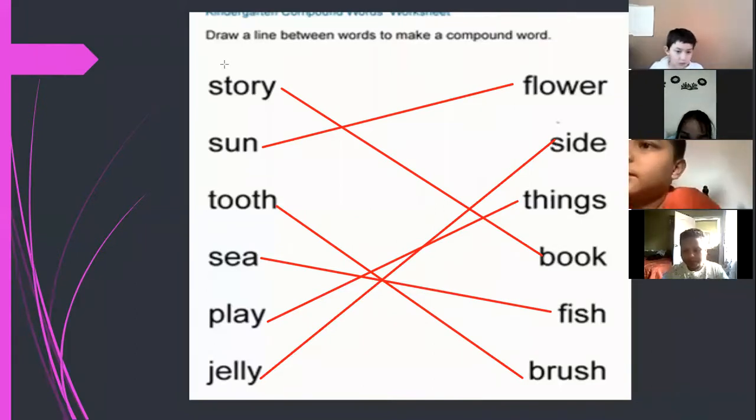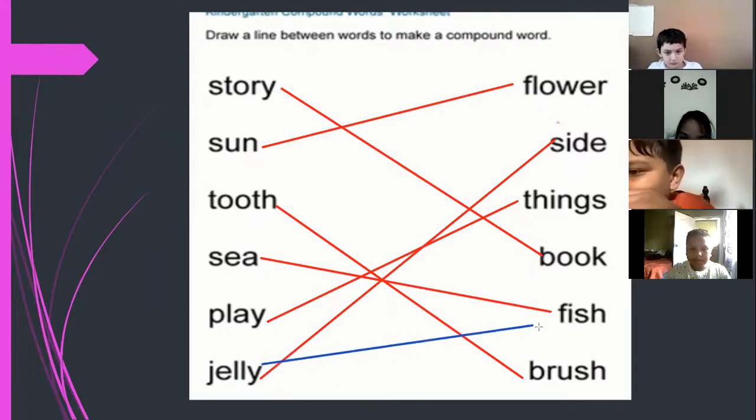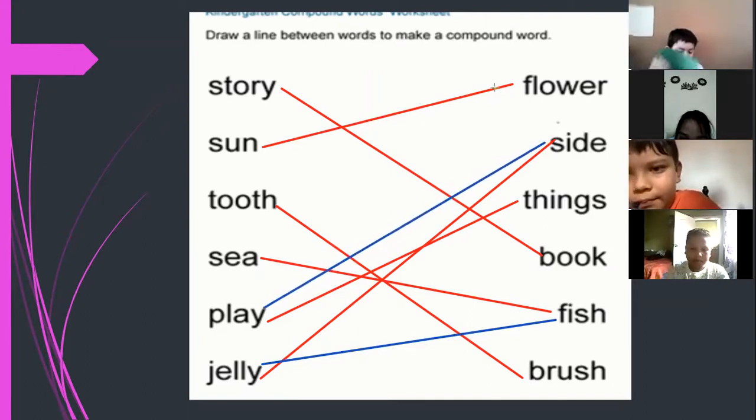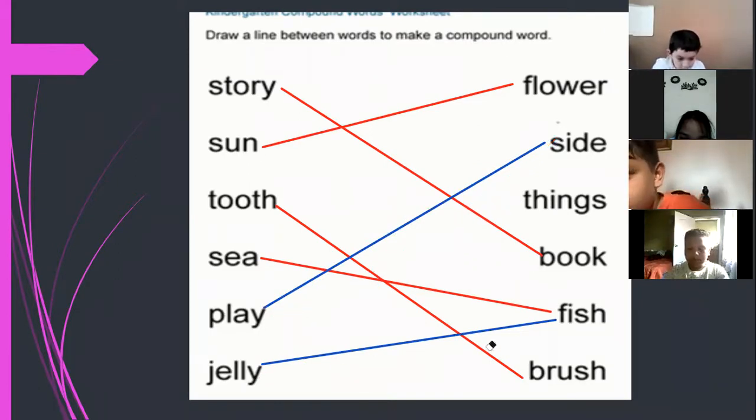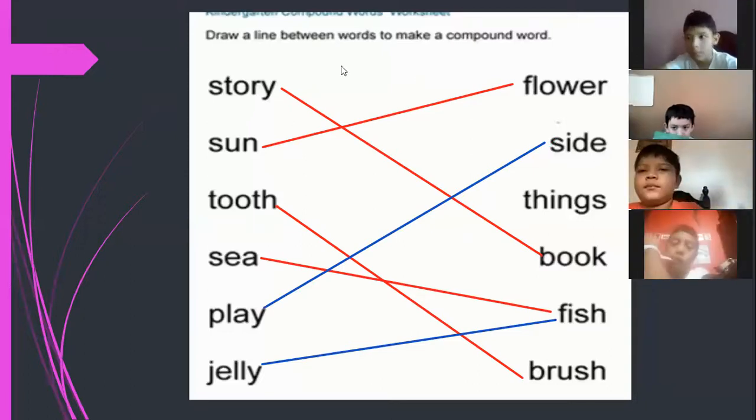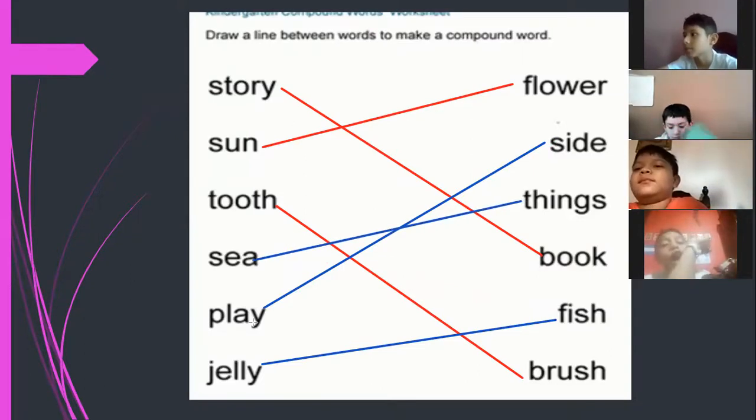Do those words make sense for you? No. What can we correct? Jellyfish and playside. Jelly with fish, jellyfish. That's correct. Play. Okay, let's erase this and this. Here I have two, and this one doesn't have a line. So it is sea things. Now they are correct.